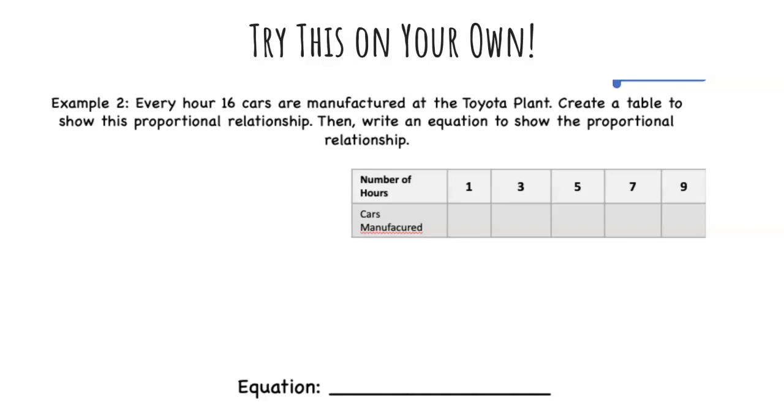Every hour, 16 cars are manufactured at the Toyota plant. They want us to create a table and show that the relationship is proportional, then write an equation to show the proportional relationship. Now, it should seem like common sense. Obviously, if every hour 16 cars are manufactured, 16 is going to be my constant of proportionality, but they ask us to show this or prove this. So first thing we need to do is fill out the table.